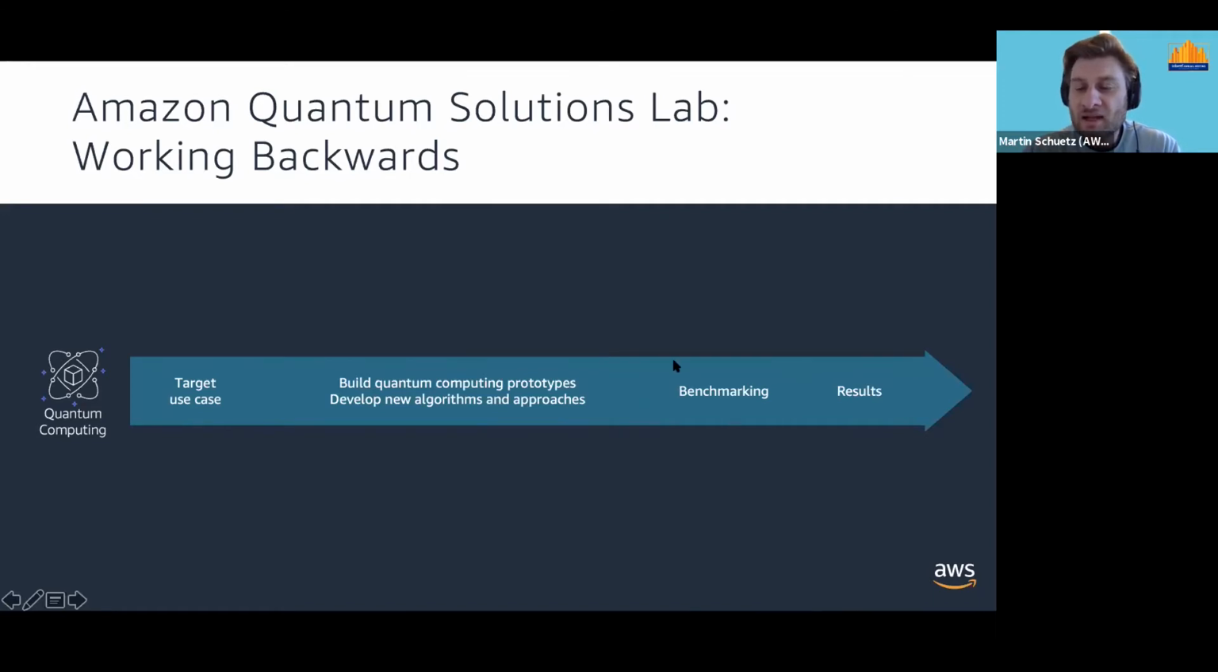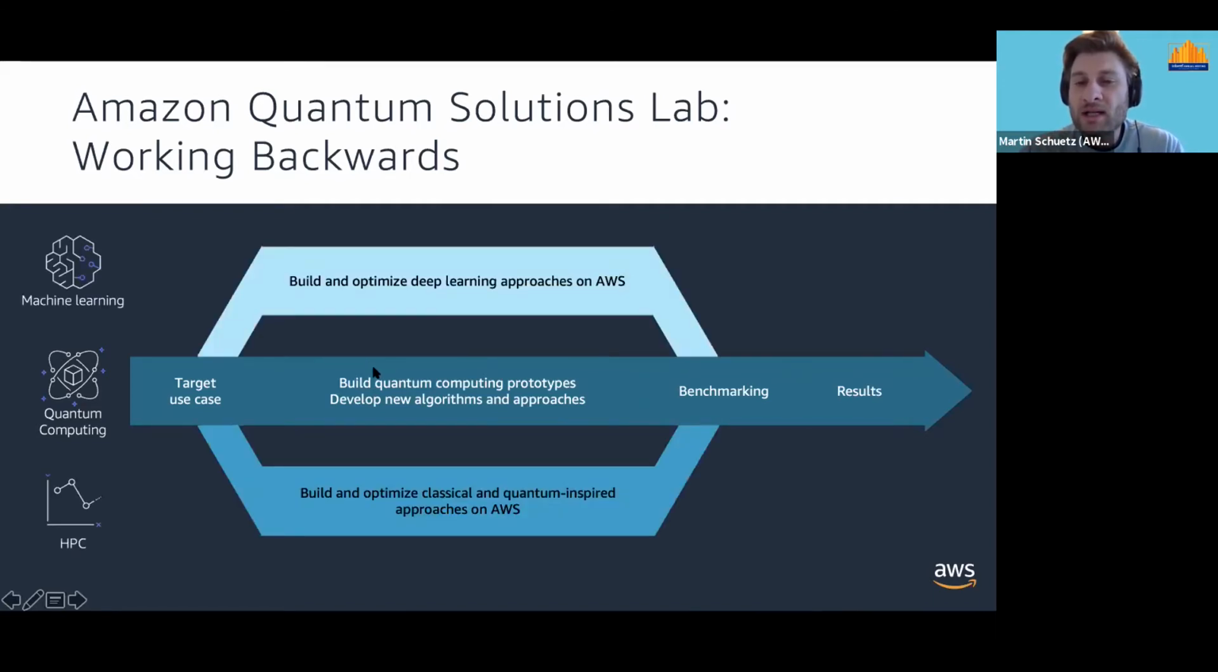And then in the next phase, we benchmark these prototypes against state-of-the-art classical techniques, either coming from HPC, high performance computing, or machine learning, simply to cut through the hype and give a transparent view of where quantum computing really is. And only by having these benchmarks available, I think, can you build a solid quantum strategy and roadmap for your company within this field. And then finally, we wrap up with results, typically internal reports or even some peer-reviewed publications.